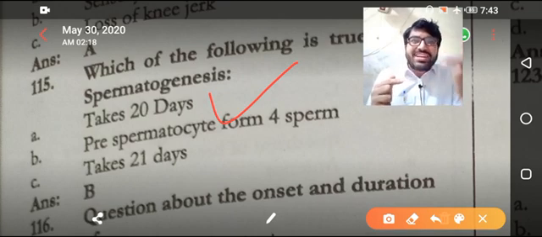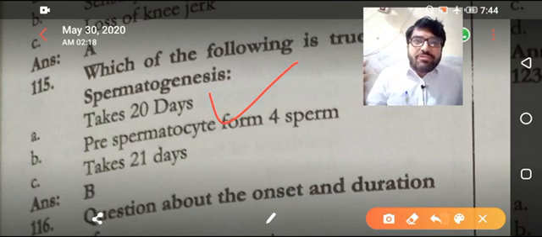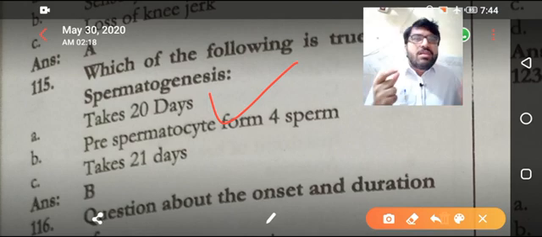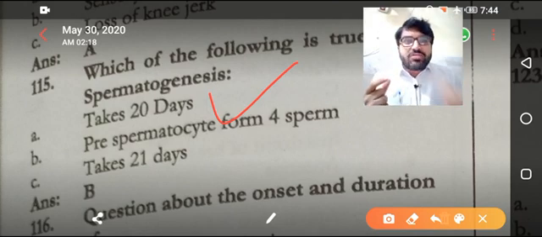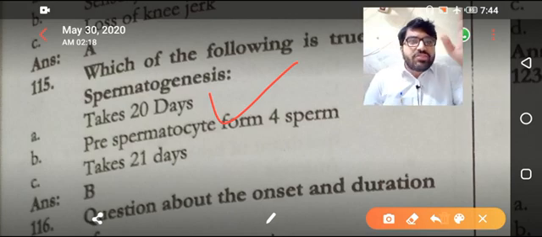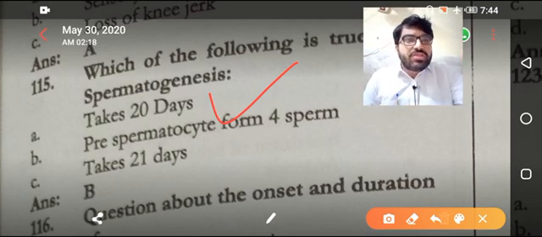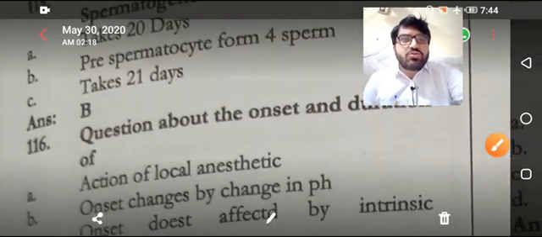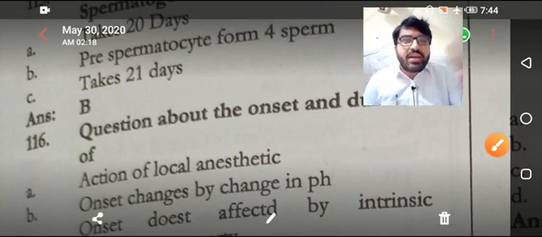So 70 plus 30, that is the total duration from sperm formation to delivery to the ejaculatory duct, that is 90 days, 3 months. But the sperm formation takes how much time? 74 days. So A is out, C is out, B is right. From 1 spermatocyte, 4 sperm arise with haploid nuclei.